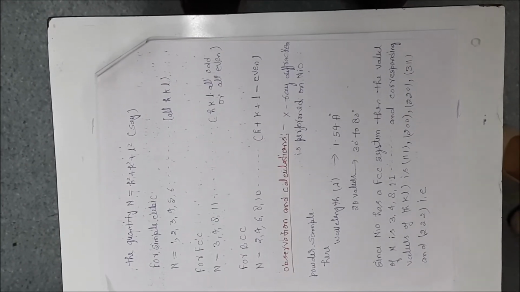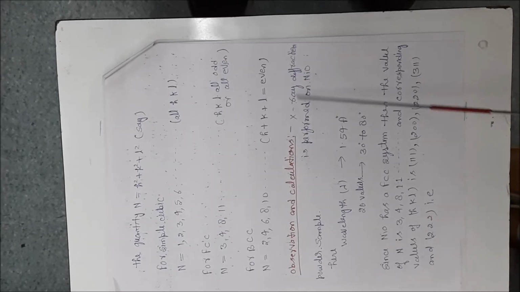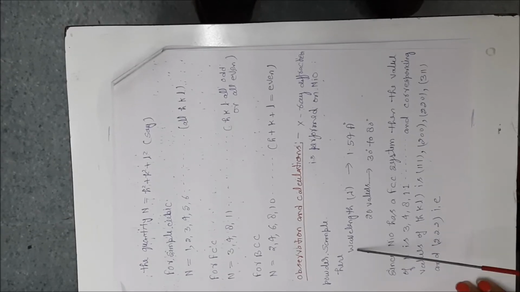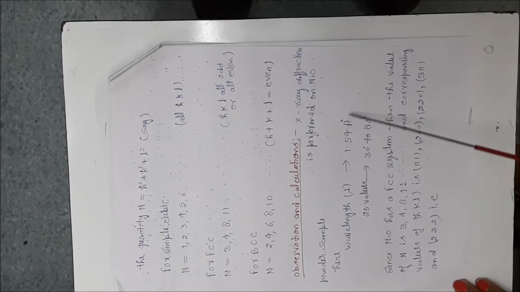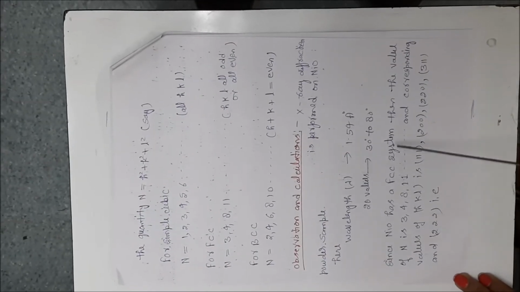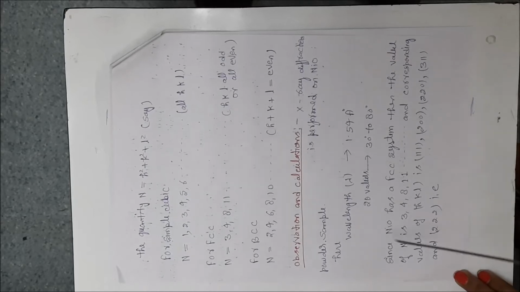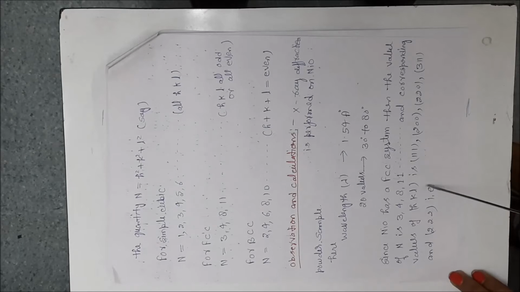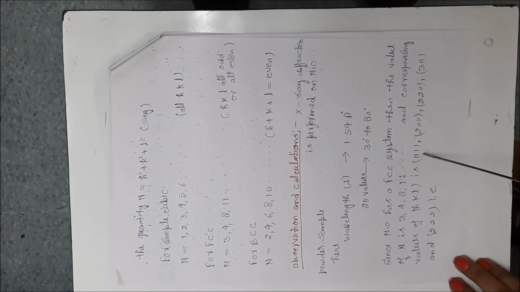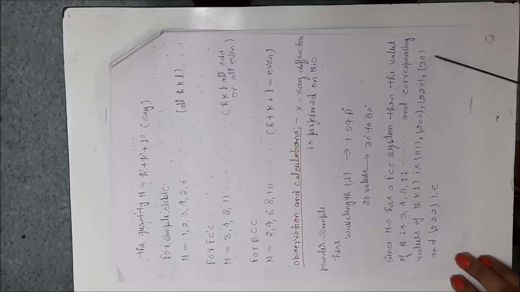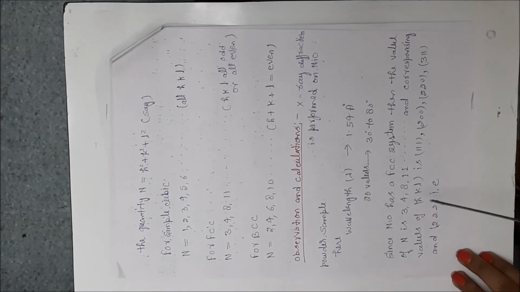Now the observation and the calculation. The X-ray diffraction is performed on the nickel oxide powder sample where the wavelength is 1.54 angstrom and the 2 theta value is 30 degree to 80 degree. Since NiO has an FCC system, the value of n is 3, 4, 8, 11, etc. Corresponding values of hkl are 111, 200, 220, 311, and 222. The hkl represent the Miller indices.